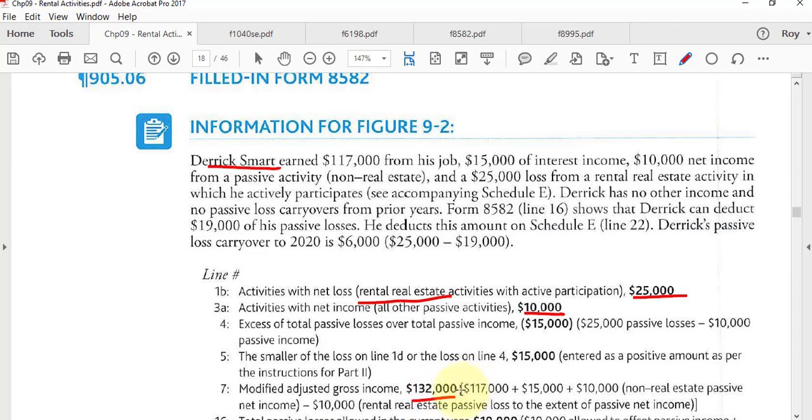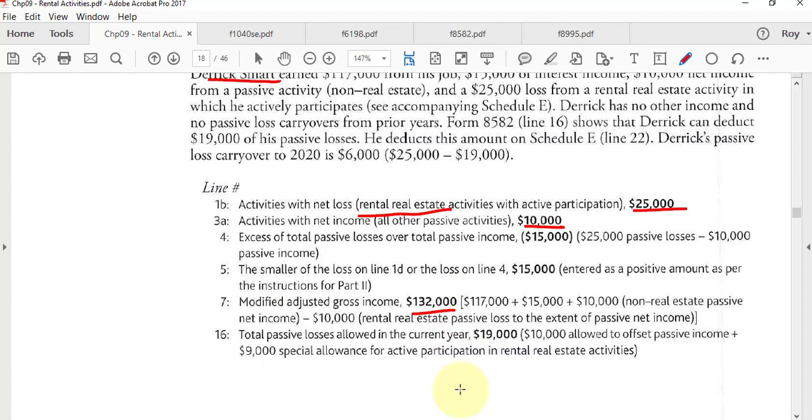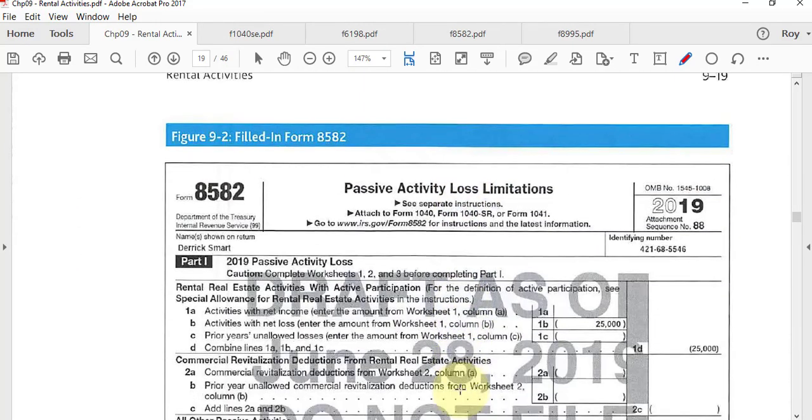That may, because it's over 100,000, they're going to be limited. So let's take a look at the form of how all of these numbers are plugged in and the calculated losses figured out. So here in the rental real estate, we don't have any income, but we do have that loss of 25. So when we combine everything together, we end up with a rental loss of 25.